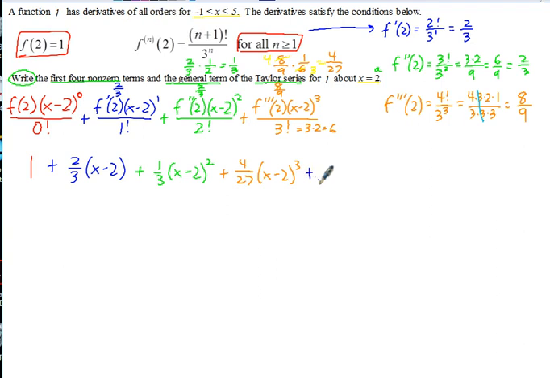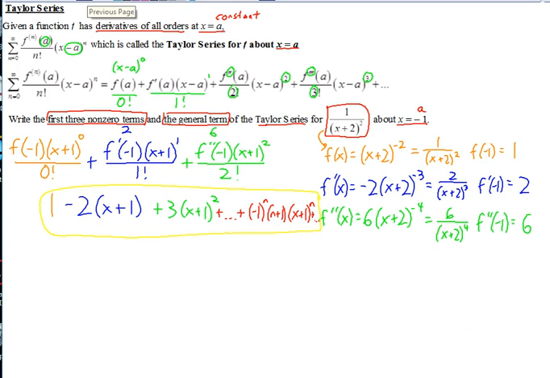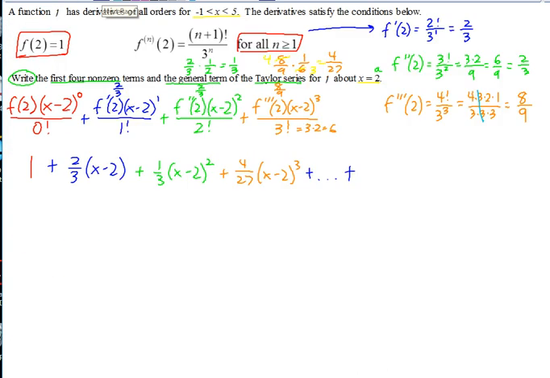Plus, let's see if we can write the general term. Now in the previous problem, we could tell the pattern pretty easily. It was 1, 2, 3, and then the next term would have been 4. You can see it was just one more than the exponent. Sometimes that's easier to tell. On this one, however, 1, 2/3, 1/3, 4 over 27, it's a little harder to tell the pattern, isn't it? However, remember, we don't need to tell the pattern because in a sense we were already given the pattern right here.